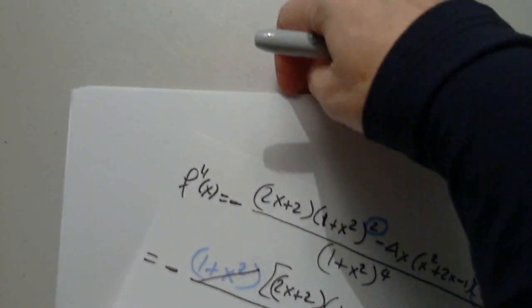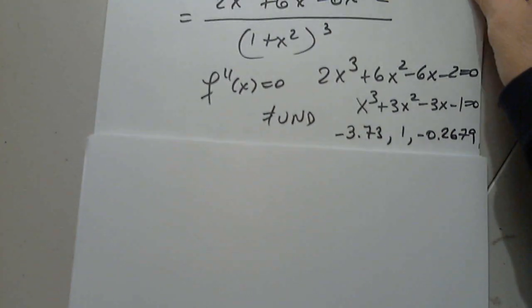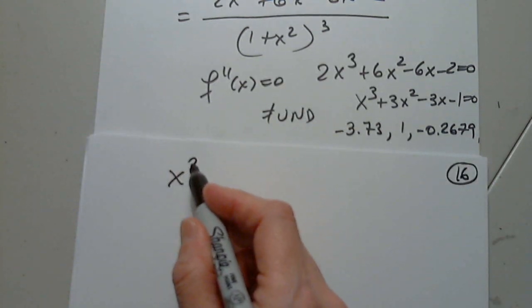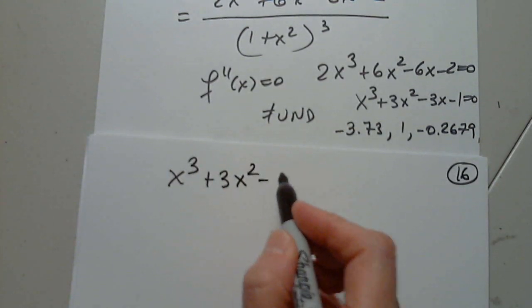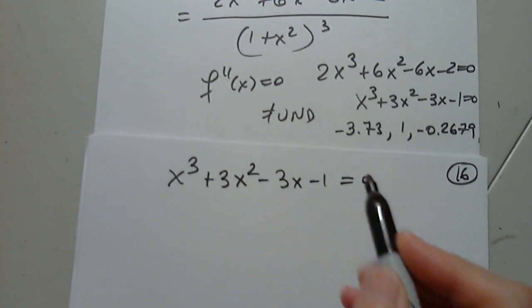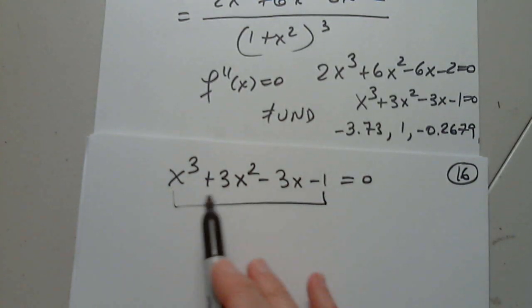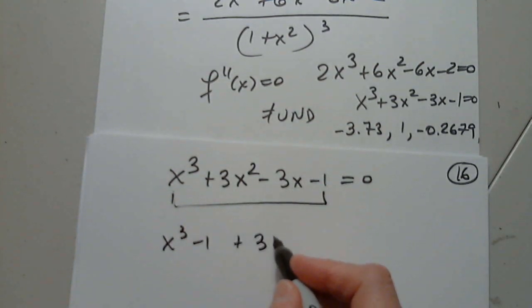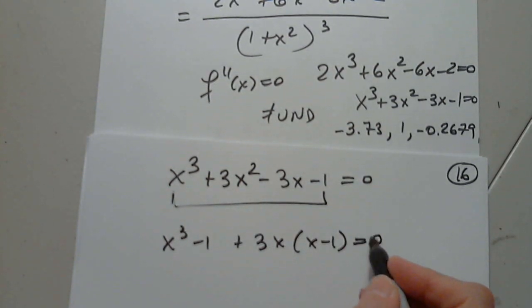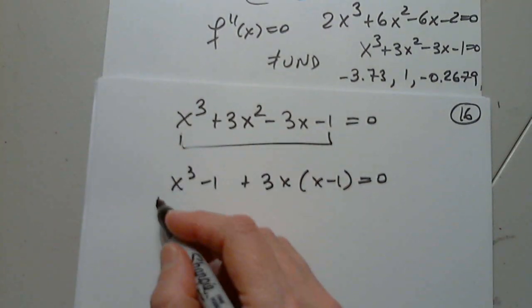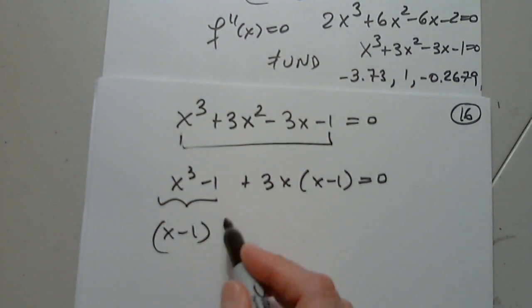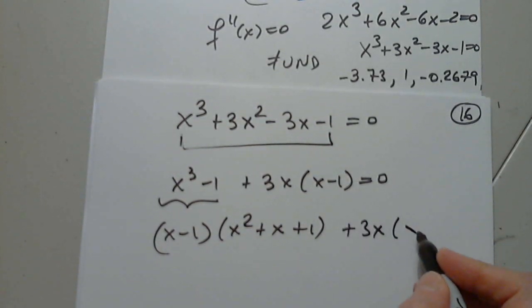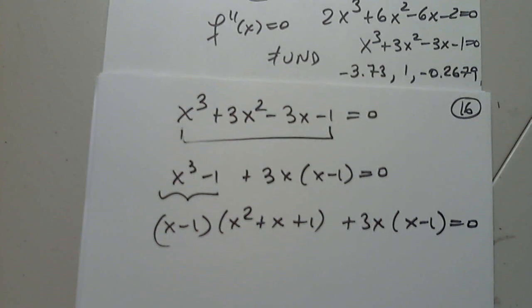So we have to solve this. I have to try to factor. Yes. So this is 16. So x to the third plus 3x squared minus 3x minus 1. Here's how we do it. These two together, x cubed minus 1, and here I factor out 3x and x minus 1. And what happens if you remember the difference of cubes? x minus 1, x squared plus x plus 1, plus 3x, x minus 1.